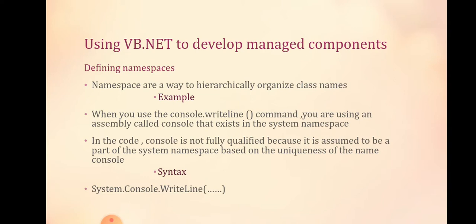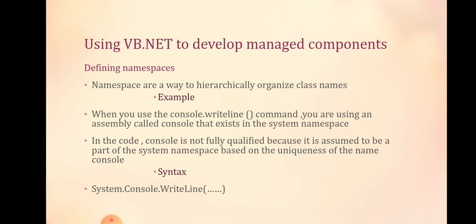Got it? Here, what is meant by Console.WriteLine? From Java programming, the code we write for printing output is System.out.println. Just like in Java, System.out.println, in .NET we are using Console.WriteLine. It is for writing a line, printing the output in the console window. Got it? When you use the Console.WriteLine command, you are using an assembly called Console.